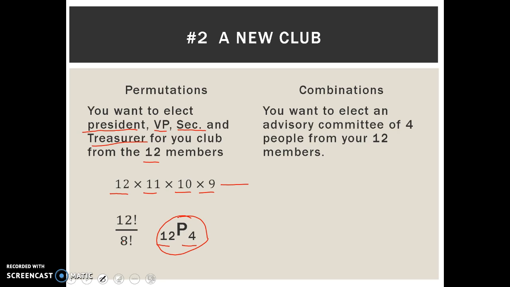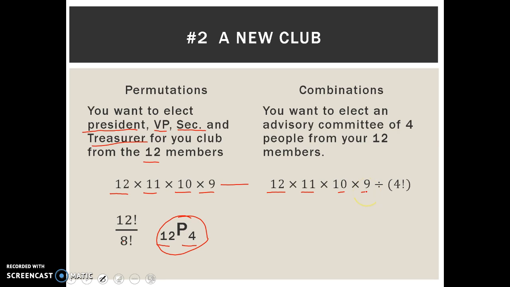If we compare that to something very similar, but a combination, let's say you want to elect an advisory committee of 4 people from your 12 members. So 4 of your 12 members are going to go on to a panel and be an advisory panel to something else. And so now it's the same thing as what we had before. You can pick the first person from 12 people. Then once you pick the first person, you have 11 to pick from, and then 10 and 9.